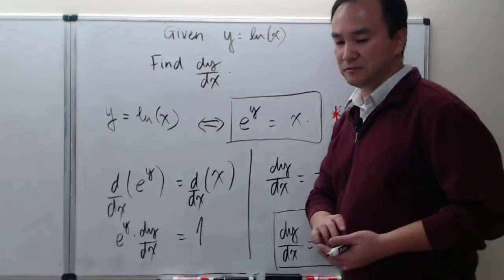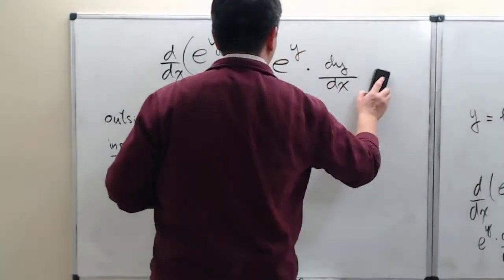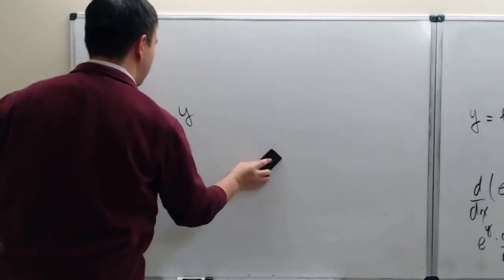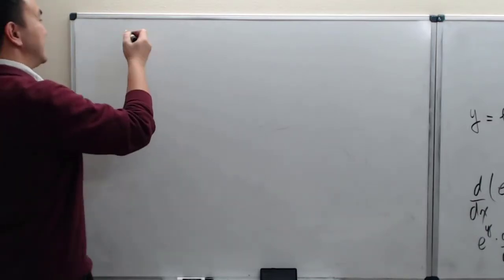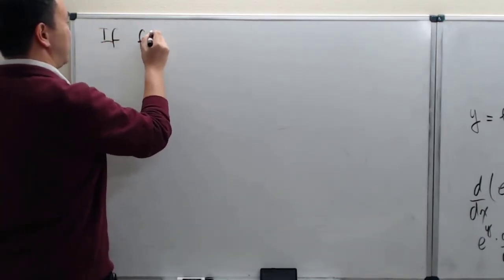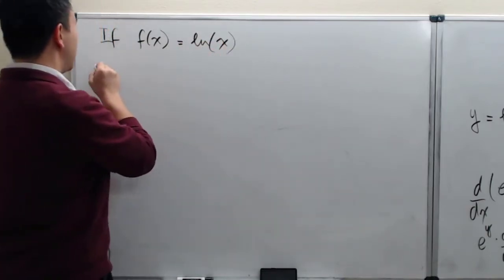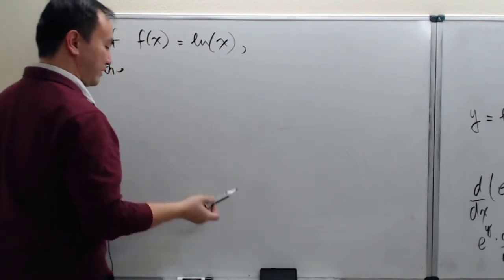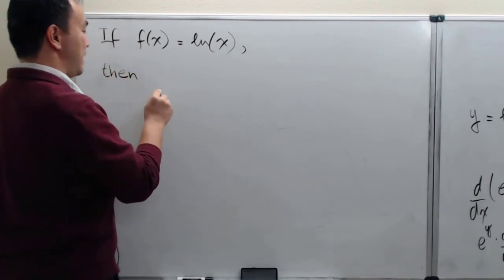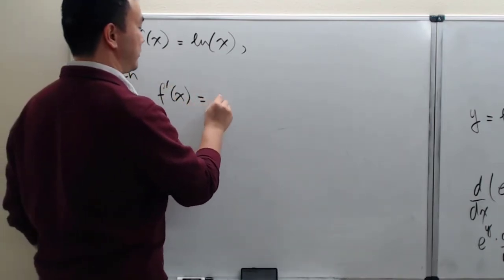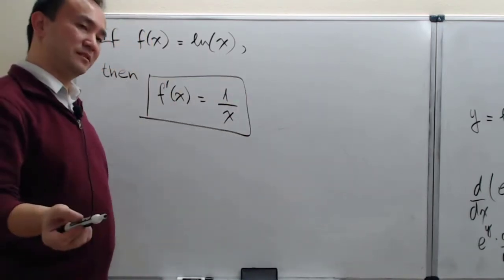All right, so let's now put on a final conclusion here. I'm going to take a moment erasing my board. All right, so what have we learned here? If our function, formally speaking, f of x equals natural log of x, then in that case our f prime is simply going to be 1 over x. We made that discovery.